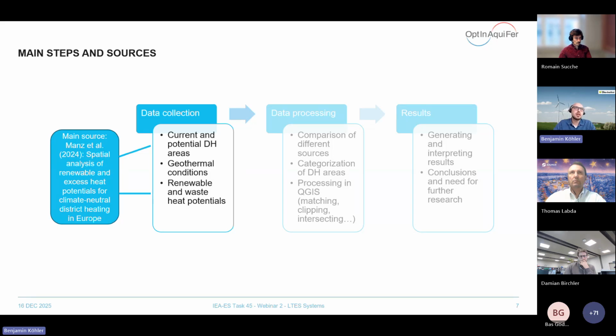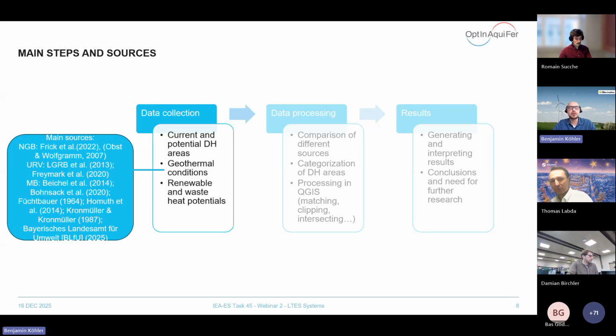For the potential and current district heating areas and the renewable and waste heat potential, the main sources were papers from Fraunhofer ISI in Karlsruhe, in which they did a spatial analysis of renewable and excess heat potentials for climate neutral district heating in Europe, and they made available all the data for us with a high spatial resolution.